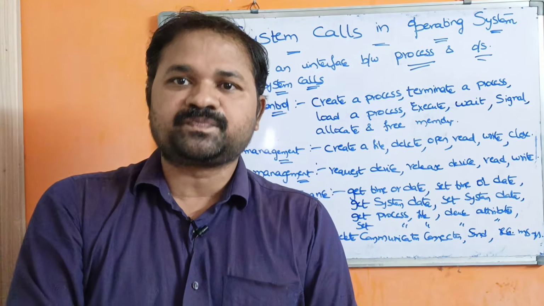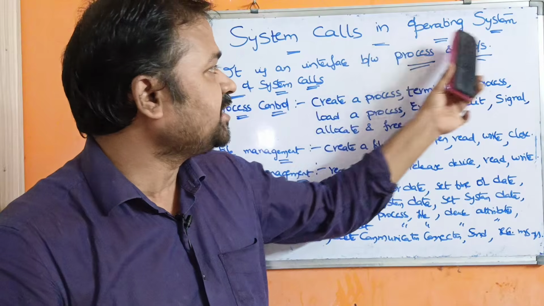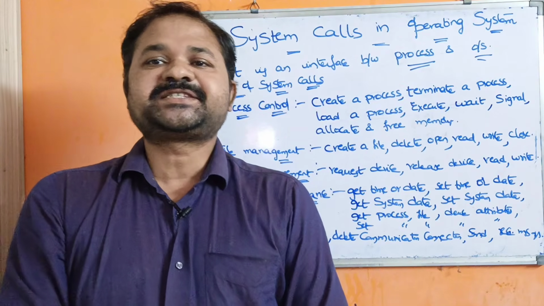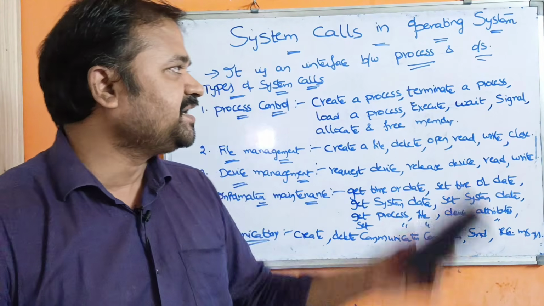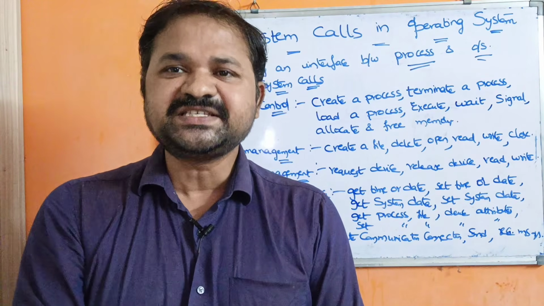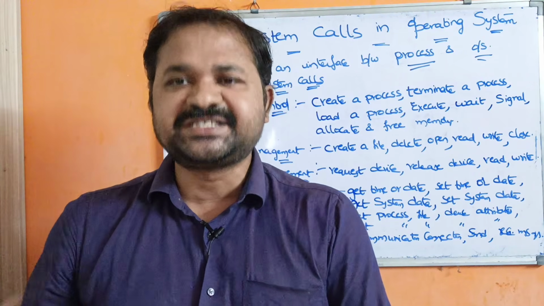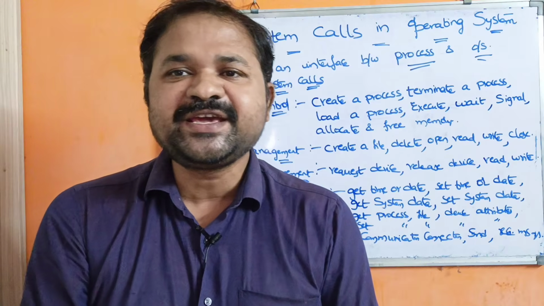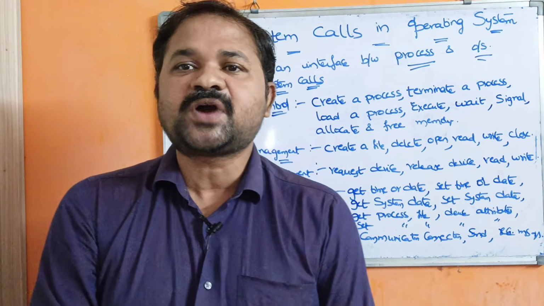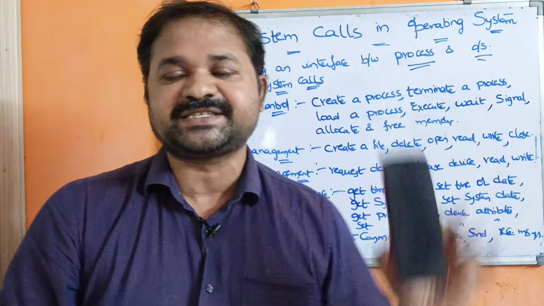In this video, we are going to discuss types of system calls in operating system. System call is an interface between process and operating system. We know what is a process. Process means a program in execution, a program during execution. So system call acts as an interface between program and operating system.